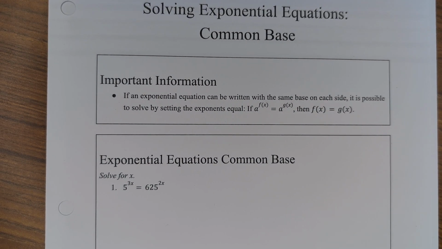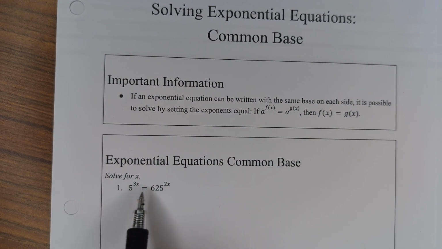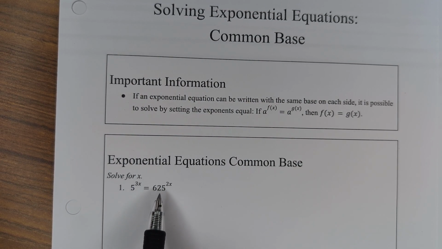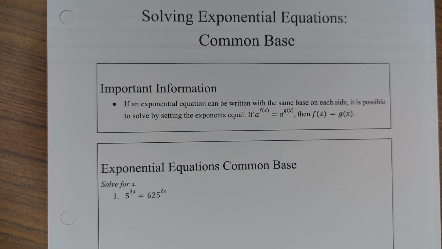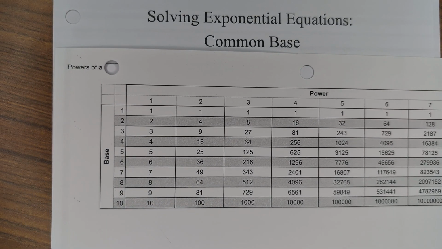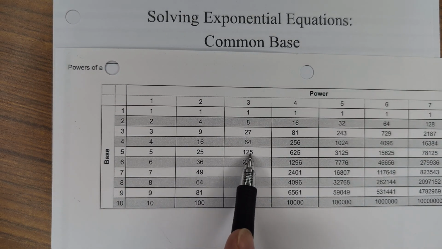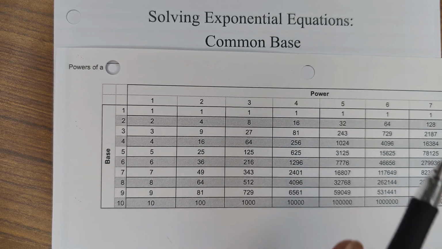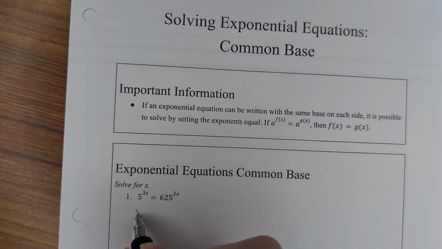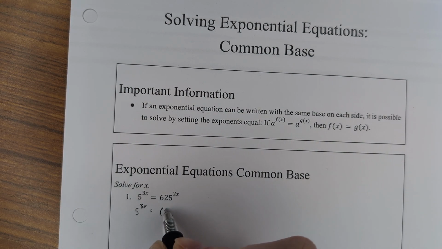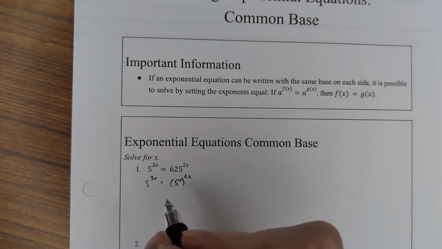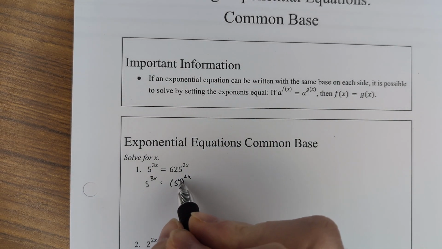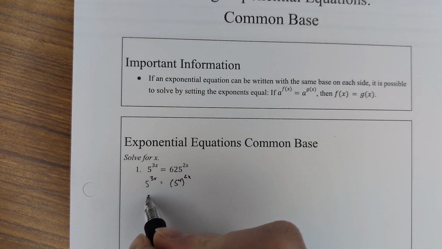Pretty much our goal is to try to write the bases as the same thing. Usually you want to start by trying to write the larger base as a power of the smaller base. I'm going to try to write 625 as a power of 5. To do that, I can come to my table, base 5, and read across: 625 is 5 to the 4th. So I can rewrite this equation, replacing the 625 with 5 to the 4th, to the 2x. Then we have the power property for exponents, where if you raise a power to a power, you multiply them together.